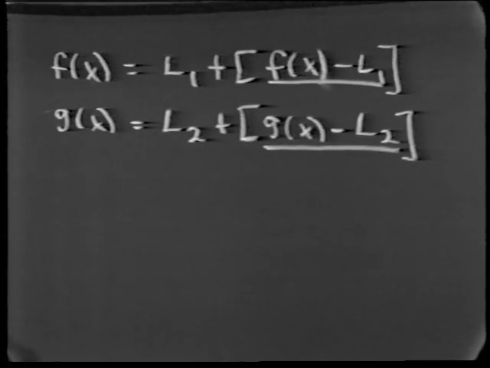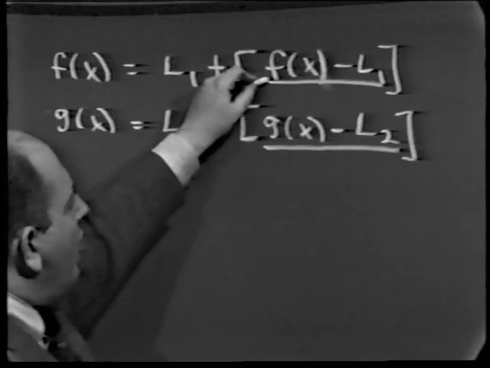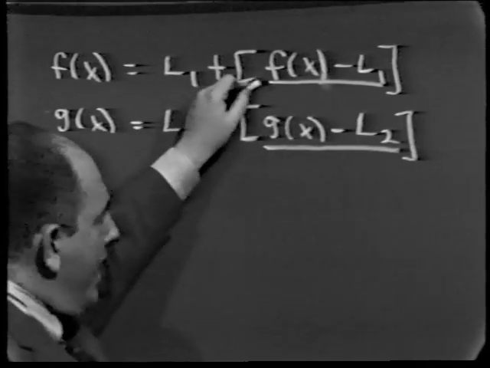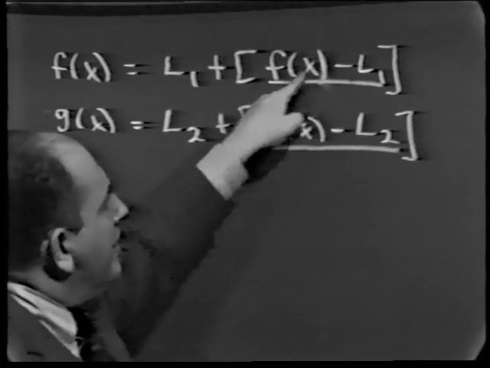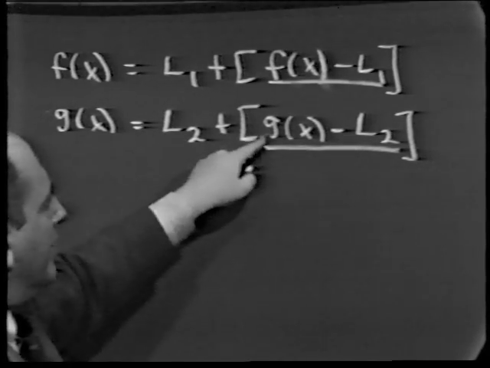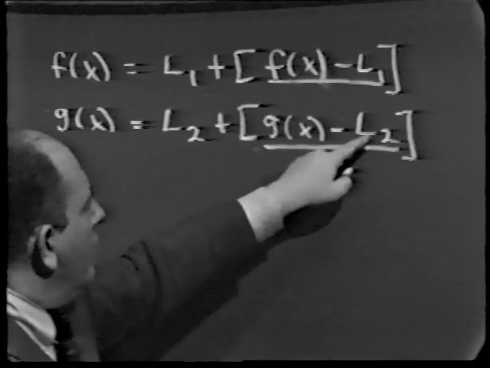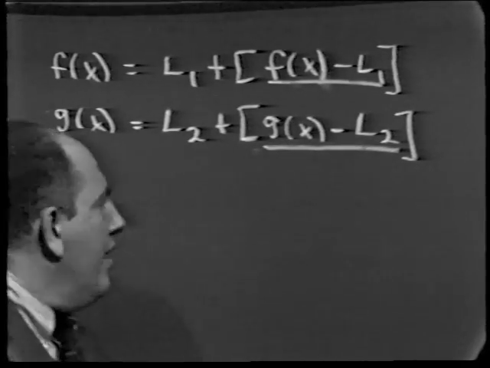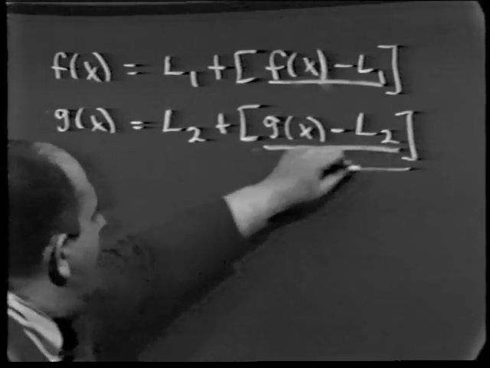Again, why did we do that? Because from our definition of the limit of f of x as x approaches a equaling L1, we know that we can control this size. And the same thing is true over here. The fact that the limit of g of x as x approaches a equals L2 means we have some control over this. Now, let's just multiply everything out.